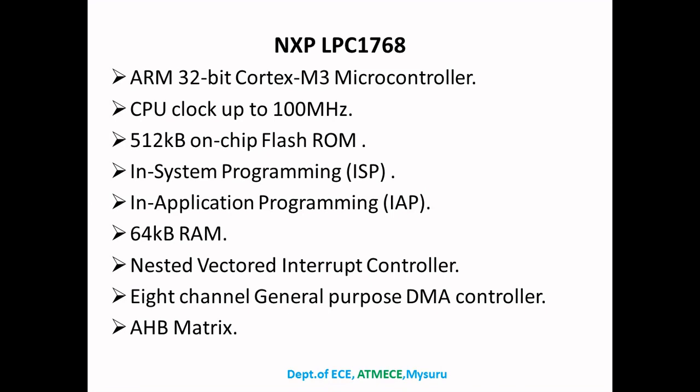Some features of NXP LPC1768 are: it is an ARM 32-bit Cortex-M3 microcontroller. The CPU clock is up to 100 MHz, and it has 512 KB on-chip flash ROM, which supports in-system programming and in-application programming. It consists of 64 kilobytes of RAM. It supports a nested vectored interrupt controller. There is an 8-channel general purpose DMA controller, and very importantly, it has an advanced high performance bus matrix, and so on.